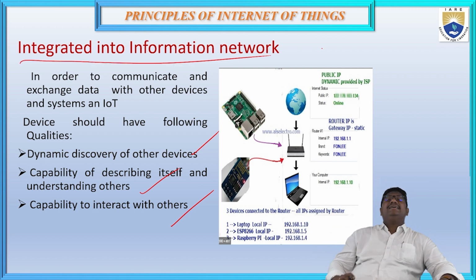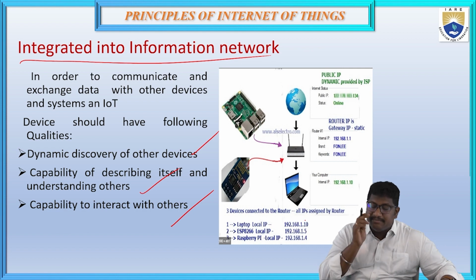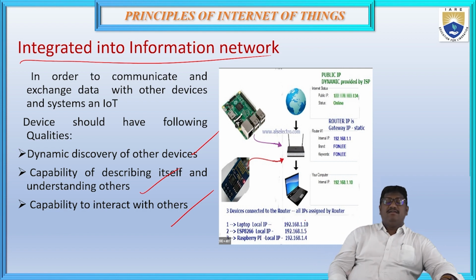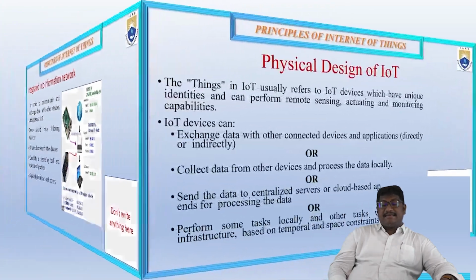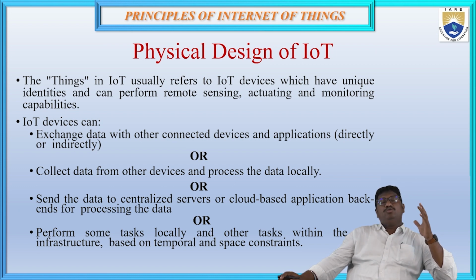This is the last characteristic. This is the representation, the same diagram shown here for representing this particular characteristic also. These are the 5 different characteristics in our introduction to IoT. Now we will move to the next part, which is the physical design of IoT.